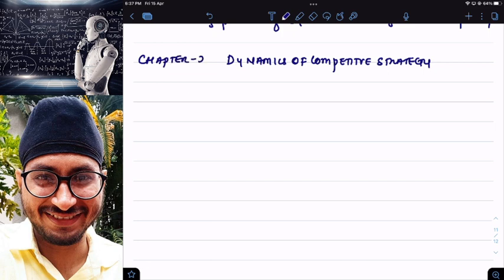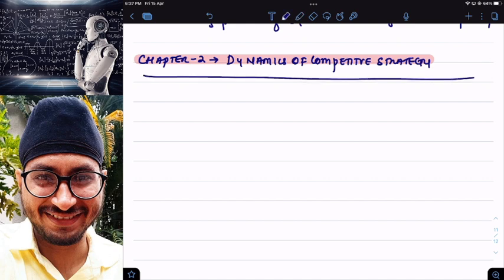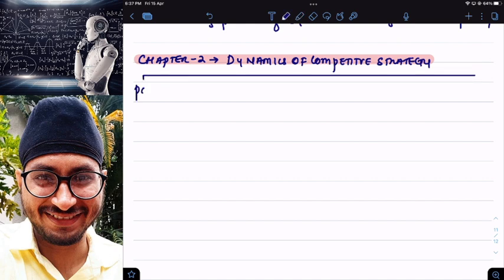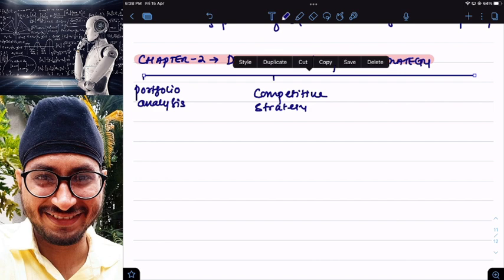Sir, this chapter, that is chapter 2, we will divide into 3 parts. Clear? So all the questions of this chapter we will divide into 3 parts. First part will be portfolio analysis. And second part will be competitive strategy. And third and final part will be miscellaneous concepts.